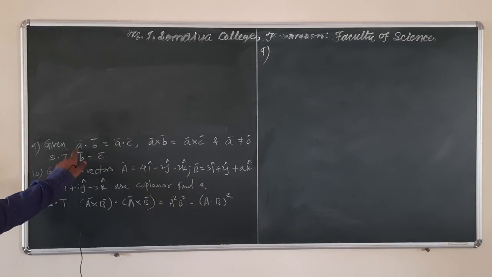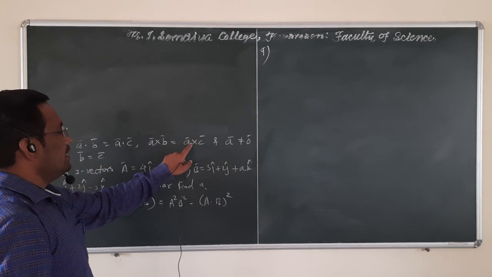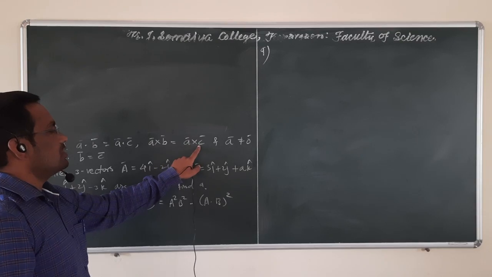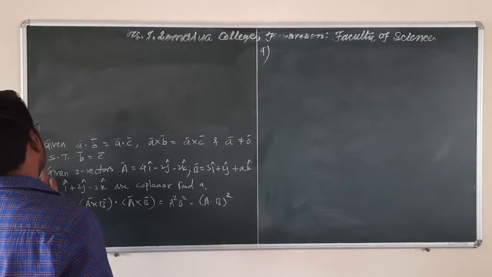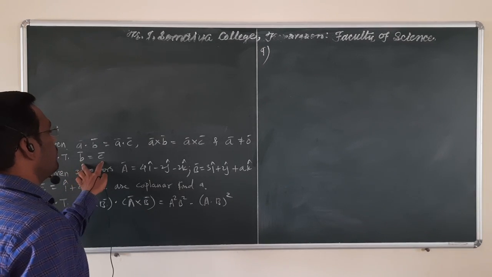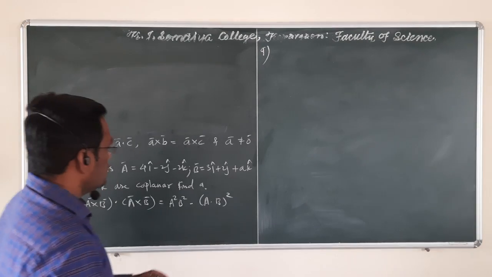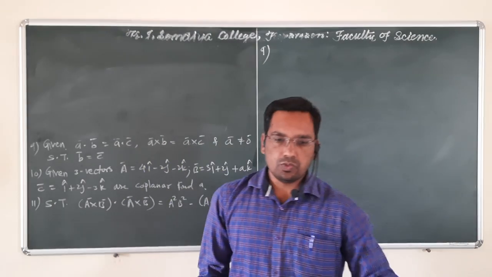Given vector A dot B is equal to vector A dot C and A cross B is equal to A cross C, and the magnitude of vector A is non-zero, then show that vector B is equal to vector C. Okay, so this identity we have to prove.